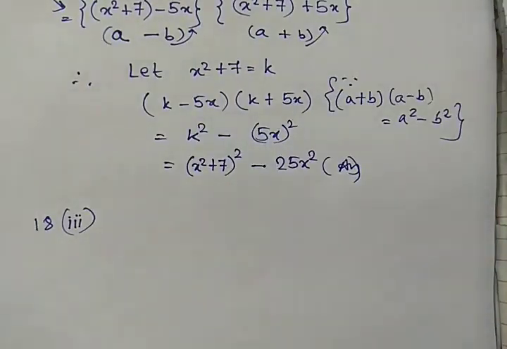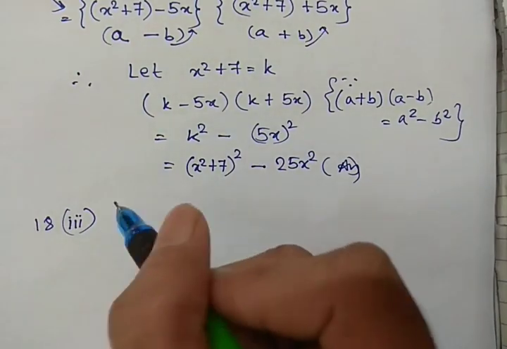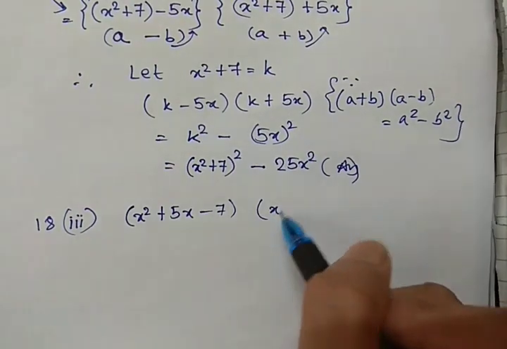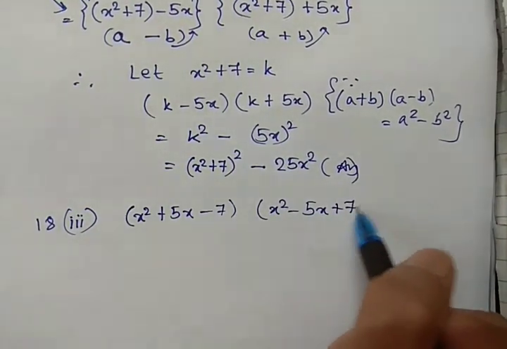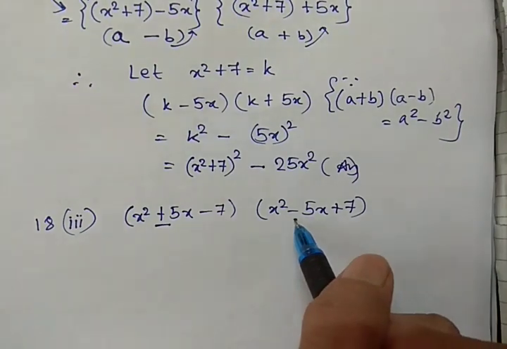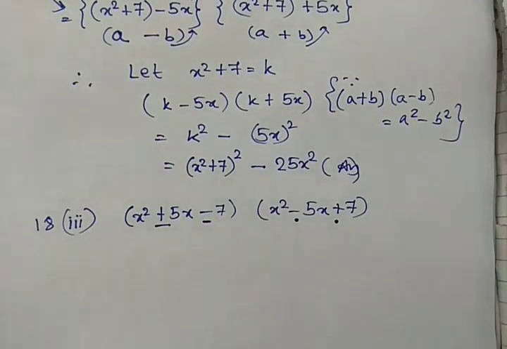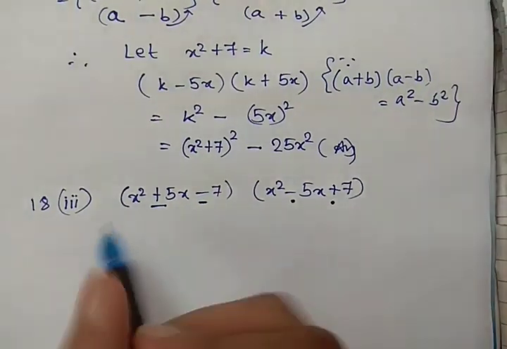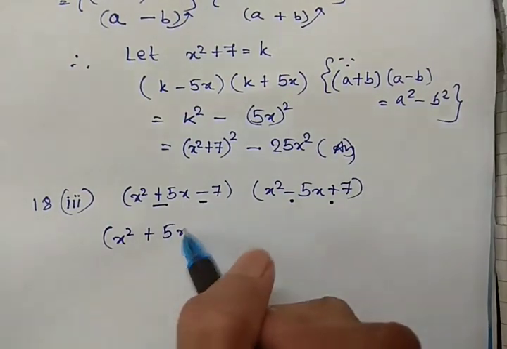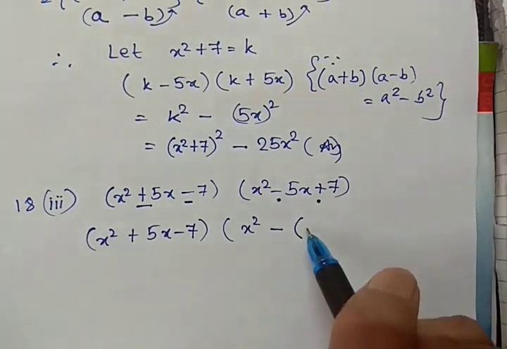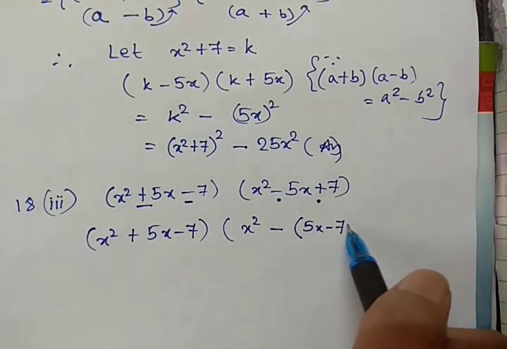Okay, so let us check 18 subpart 3. It has been given as x square plus 5x minus 7 and x square minus 5x plus 7. So now the problem is 5x is plus, and in this case 5x is minus. In this case 7 is plus, in this case 7 is minus, in this case 7 is plus. So this is the problem. So let us take something common from here so that we can make it similar to this term. Okay, x square plus 5x minus 7, and this becomes x square, we are taking minus common, so this becomes 5x minus 7.